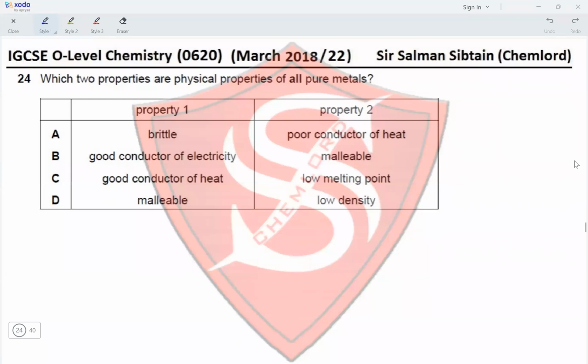Question 24. Which two properties are physical properties of all pure metals? They are not brittle. They are good conductors of electricity. They are good conductors of heat. They are malleable. So this property is true for all pure metals. And the next column says poor conductor of heat. This is incorrect. Malleable is correct. Low melting point, they have high melting point, and low density, they have high density. So since both properties are correct in option B, B is the correct option for this question.